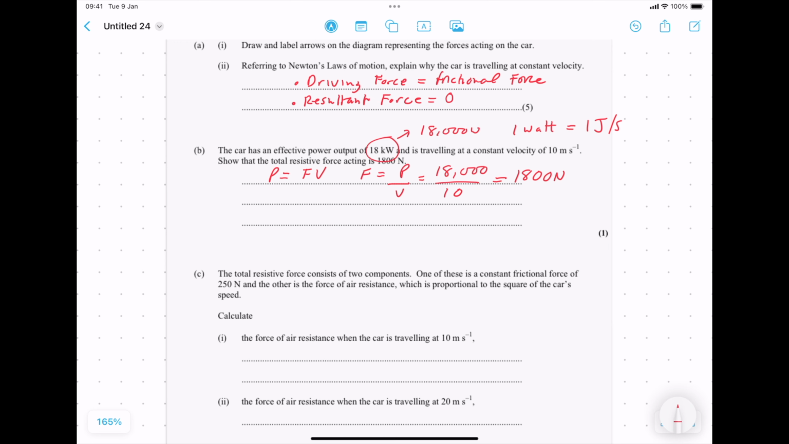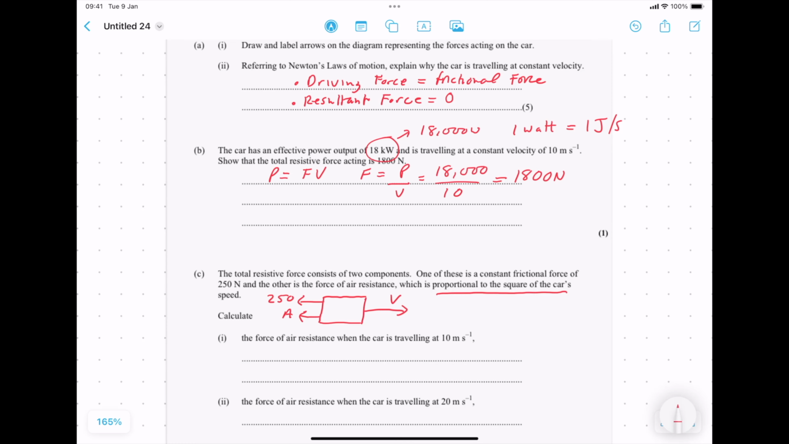The total resistive force consists of two components. One of these is a frictional force, which is constant at 250, and the other is air resistance, which is proportional to the square of the car's speed. Right, before I go any further, I'm going to make a little diagram of this, just to simplify the text there. So we have the driving force, V, using the letters from the top. And then the frictional force is made up of two bits. It's the 250, which is fixed. And then we have the air resistance. Let's call that A.